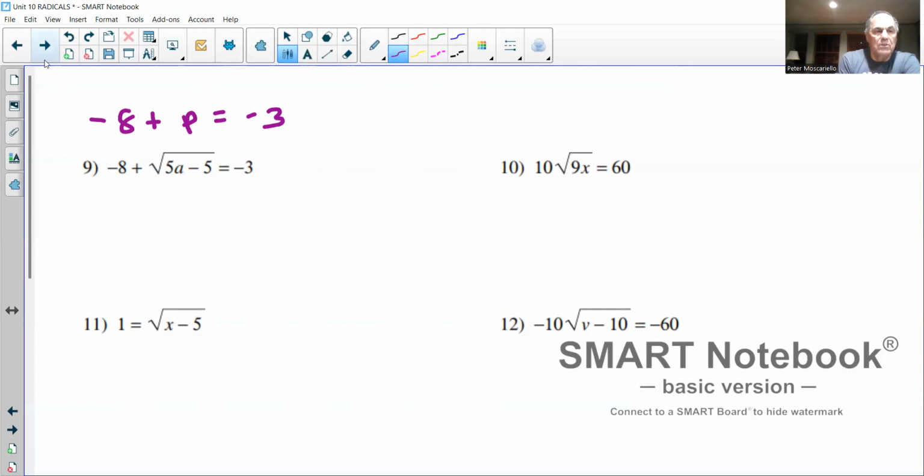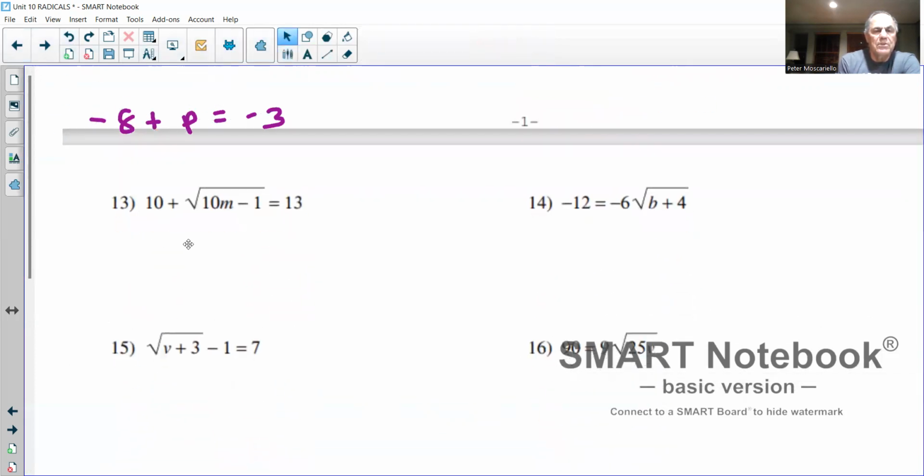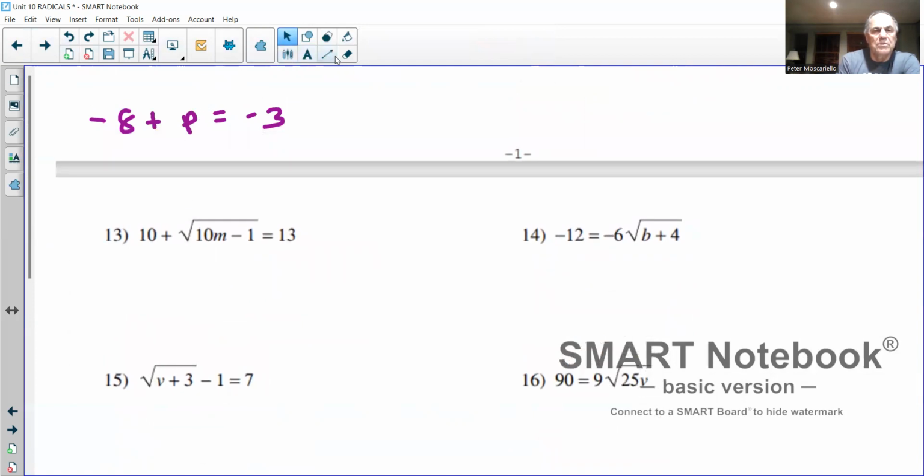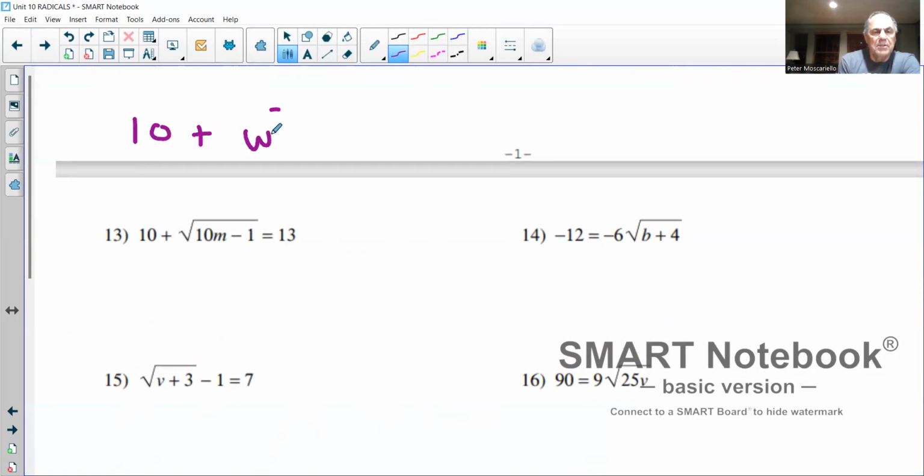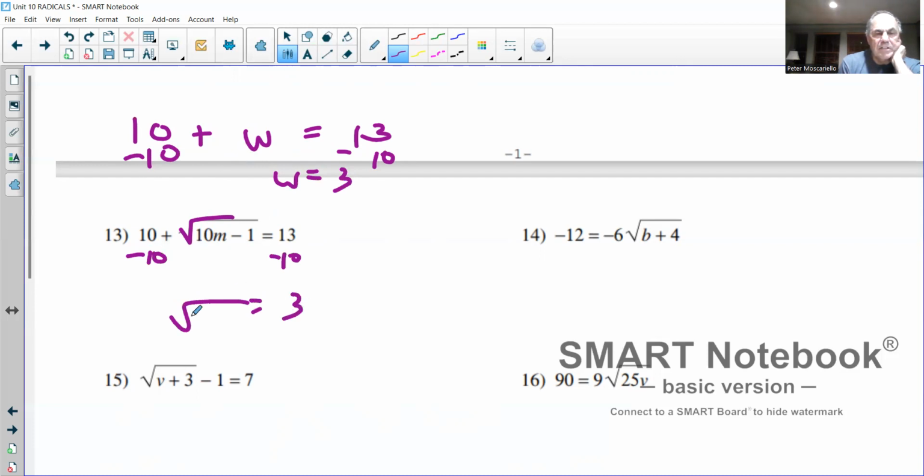Number 11 is ready to go. Whoops, we got more here. Number 11 is ready to go. Number 13, okay, you've got a little work to do. What if you had 10 plus w equals 13? So instead of this square root, let's say it was a w. How would you solve that? Well, I'd subtract 10 from each side to get w by itself. w equals 3. So subtract 10 from each side and get the square root by itself, and then you square each side.